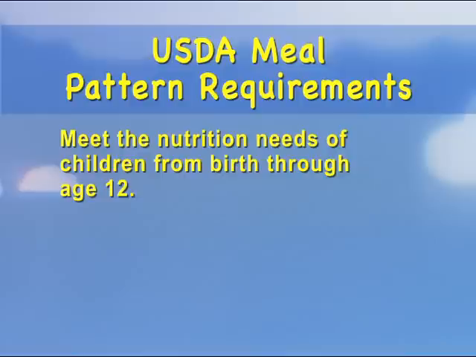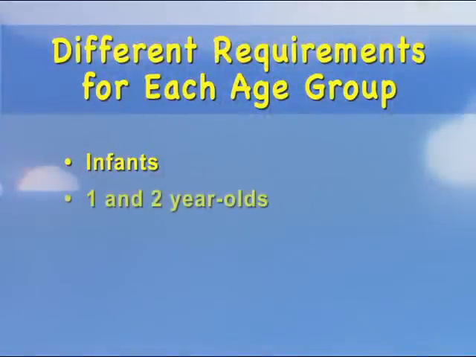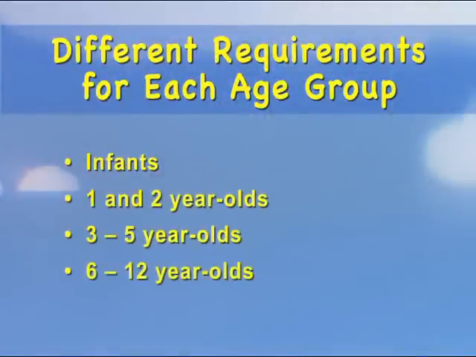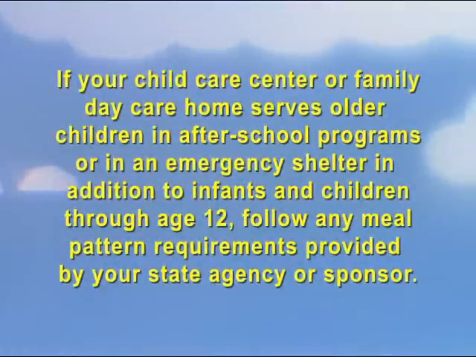One of the benefits of using the meal pattern requirements is to help you serve each child nutritious foods and the right amount of those foods so that the proper amount of nutrients are available. The USDA meal pattern requirements are designed to meet the nutrition needs of children as they grow from birth through age 12. There are different requirements for each age group: infants, 1 and 2-year-olds, 3 through 5, and 6 through 12. If your child care center or family daycare home serves older children in after-school programs or in an emergency shelter, in addition to infants and children through age 12, follow any meal pattern requirements provided by your state agency or sponsor.